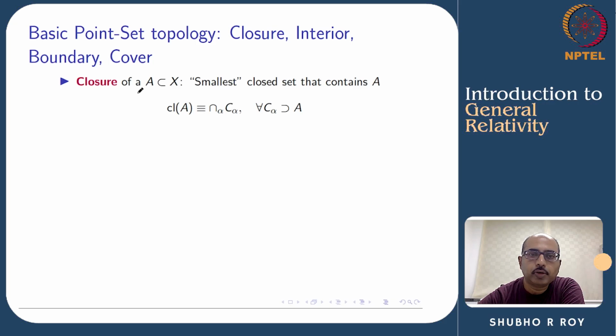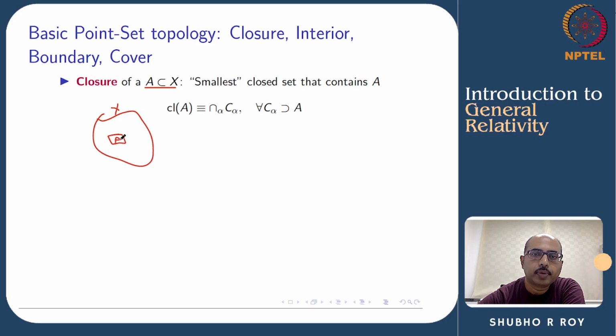So how do you define the closure of a subset A of X? See, this A is neither open nor closed. It could be open, closed, or anything. So a general subset, okay? The closure is defined to be the smallest closed set that contains A. Let me draw a diagram. So this is X, and then I have an arbitrary subset, which is A.